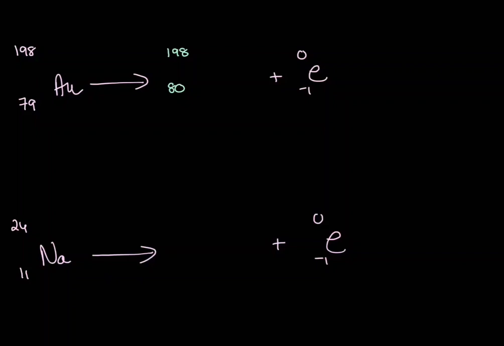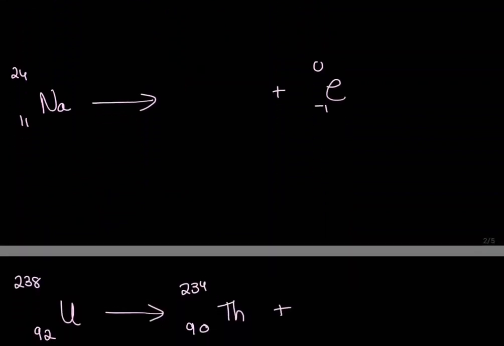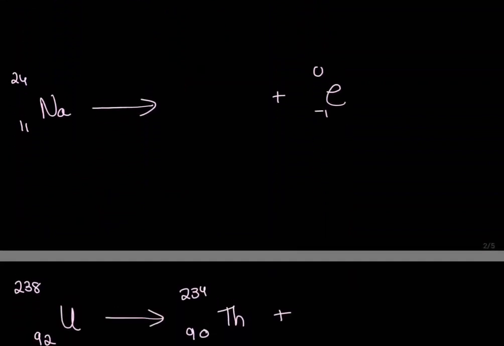Then you look at your periodic table, and you'll find that it is Hg. You can pause and do this one if you want. Okay, so no change on top, 12 on the bottom there, and it's going to be magnesium.